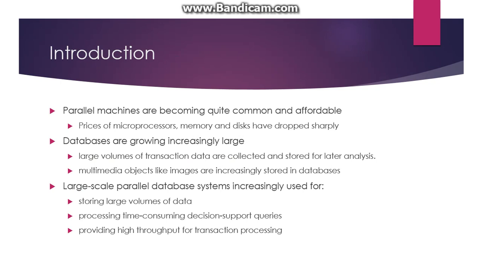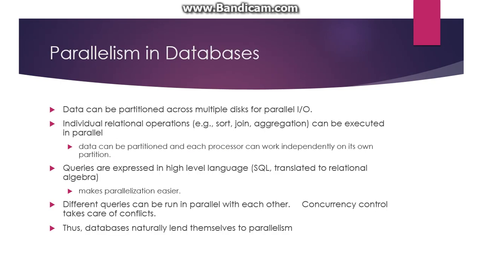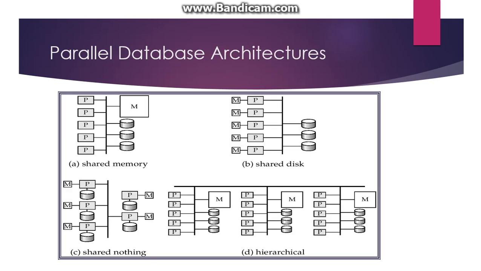Parallelism in database. Data can be partitioned across multiple disks for parallel input-output, and individual relational operations can be executed in parallel. Data can be partitioned and each processor can work independently on its own partition. Queries are expressed in a high-level language such as SQL, translated to relational algebra, which makes parallelism easier. Different queries can be run in parallel with each other. Concurrency control takes care of conflicts. Thus, databases naturally lend themselves to parallelism.